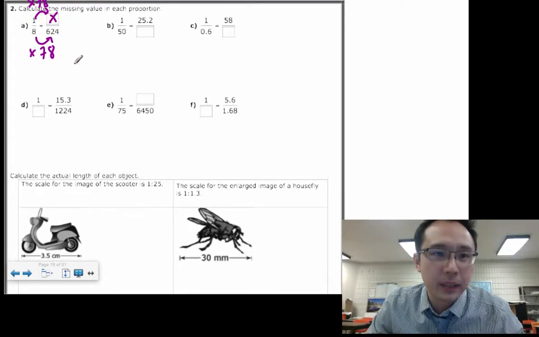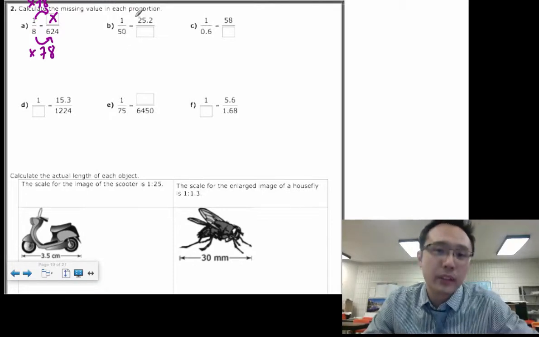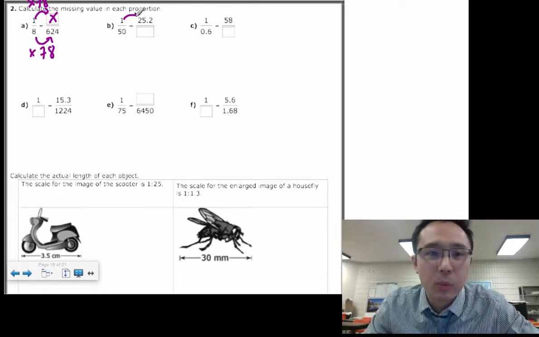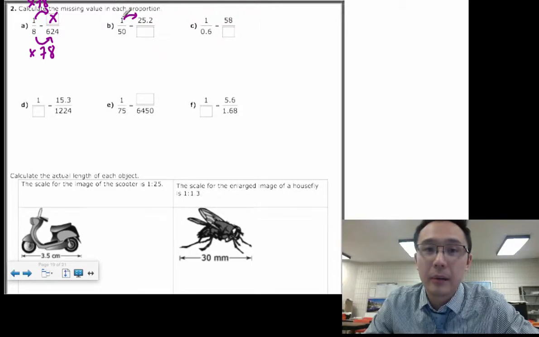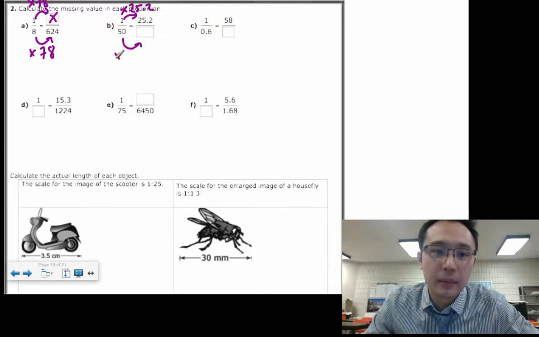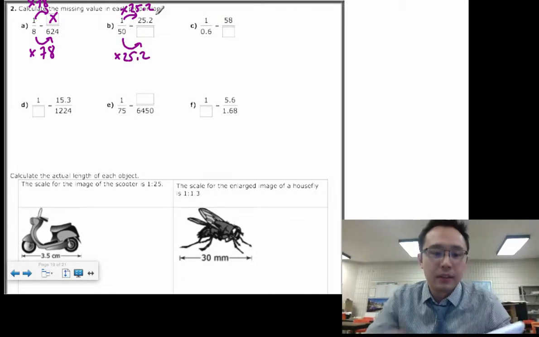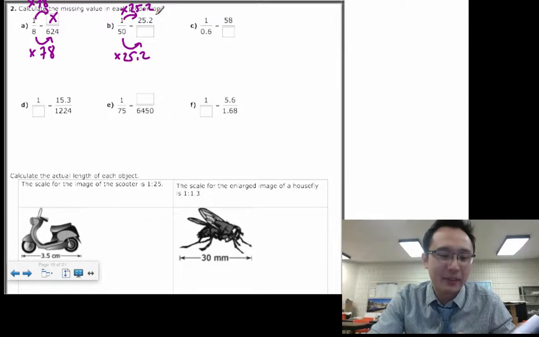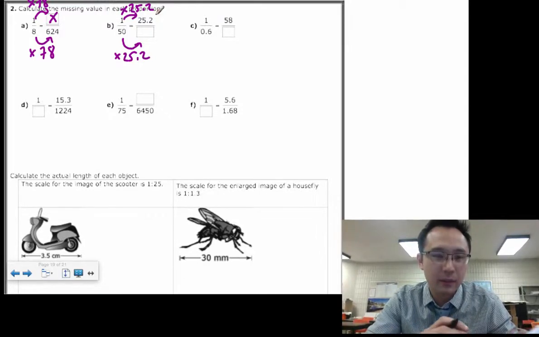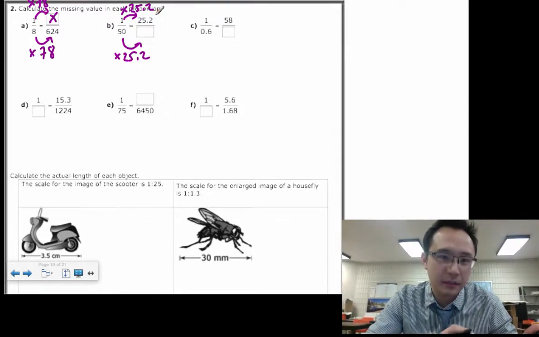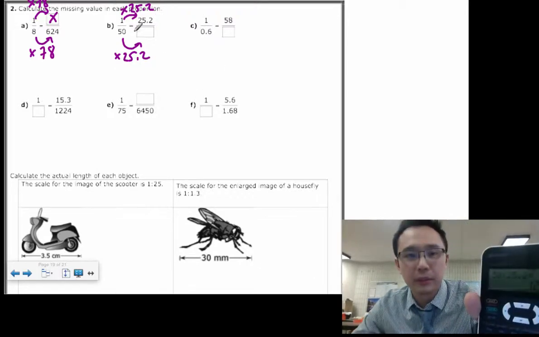And then if you look at letter B, how many times does 1 go into 25.2? So you have to multiply 1 by 25.2. If you do that to the top, you do that to the bottom, times 25.2. So 50 times 25.2 gives you an answer of 1260.